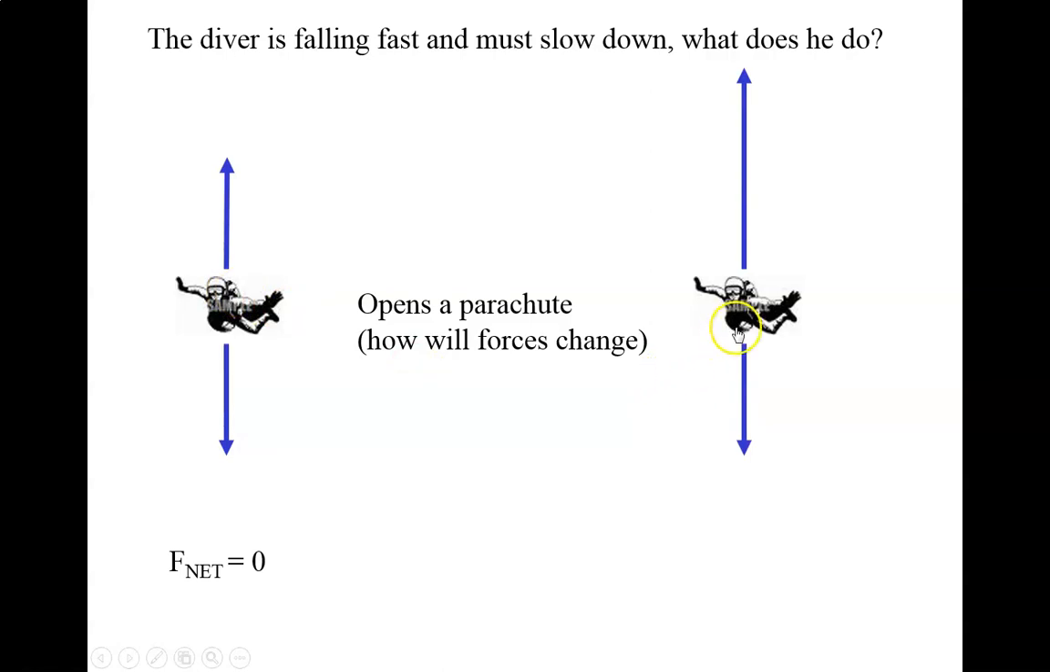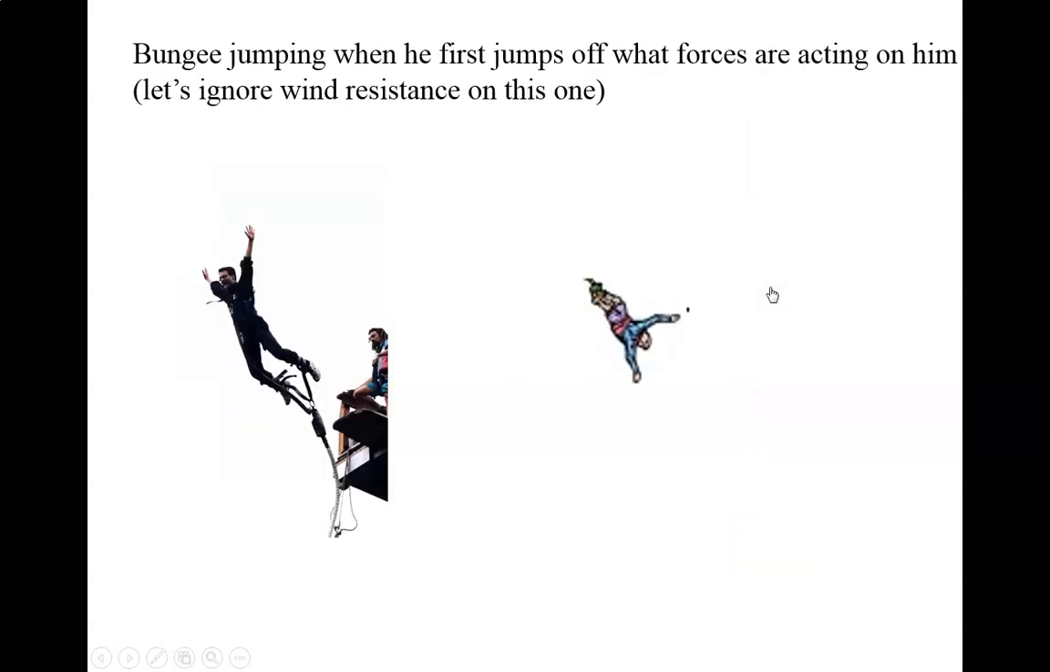So now, what's the direction of the net force acting on the skydiver? Up. So if you're moving down and the net force is up, what happens to your speed? Your speed decreases. So he's going to slow down. Strange enough, that's what parachutes do, is they slow you down. He does not start going upwards. He starts to slow down.